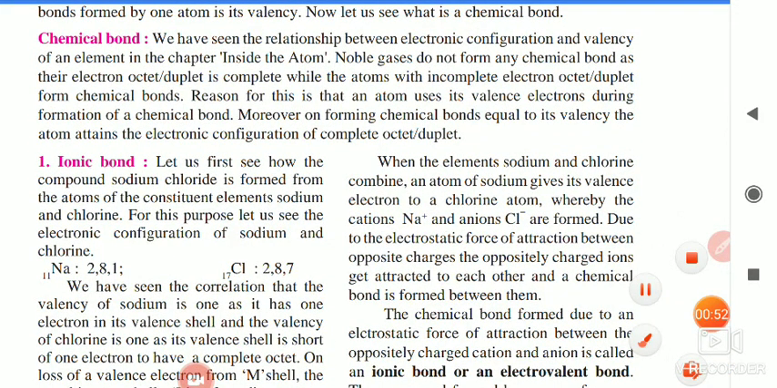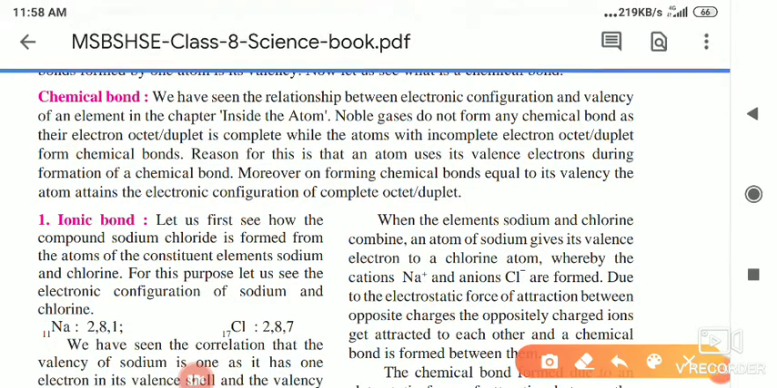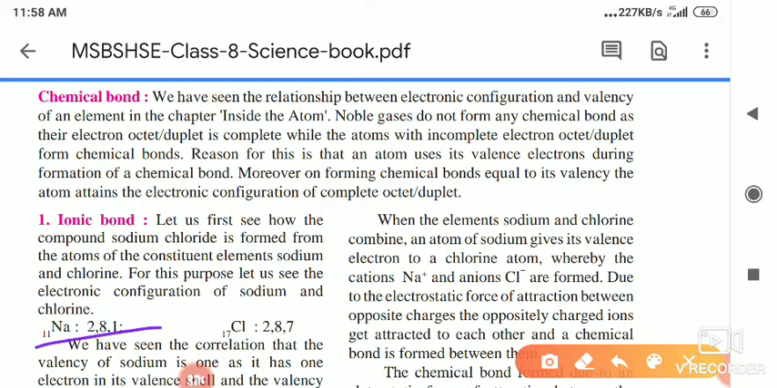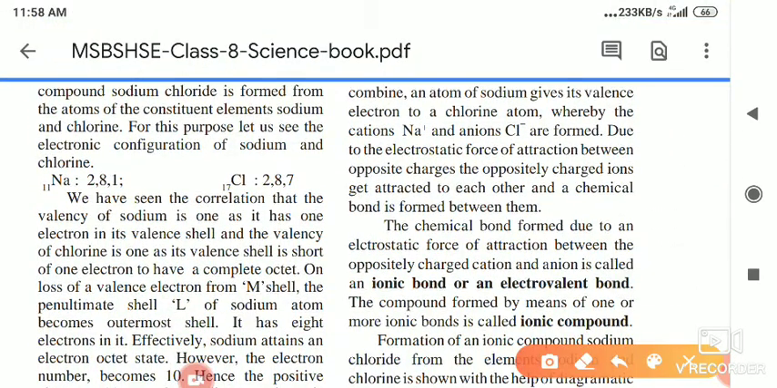Here we saw the ionic bond. And what is an ionic bond? The ionic bond is what I told you: one substance donates the electrons and another substance receives the electrons. One substance donates the electron and another substance receives the electron, and such a type of bond is called an ionic bond.